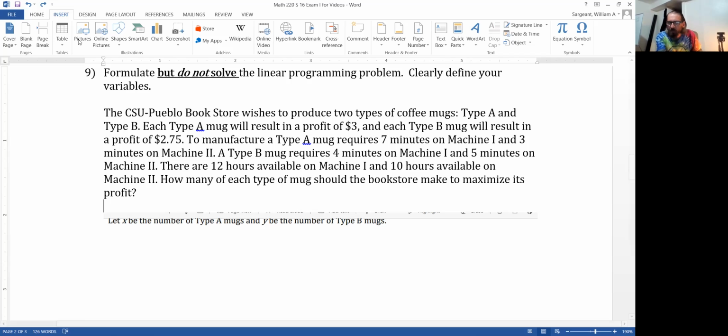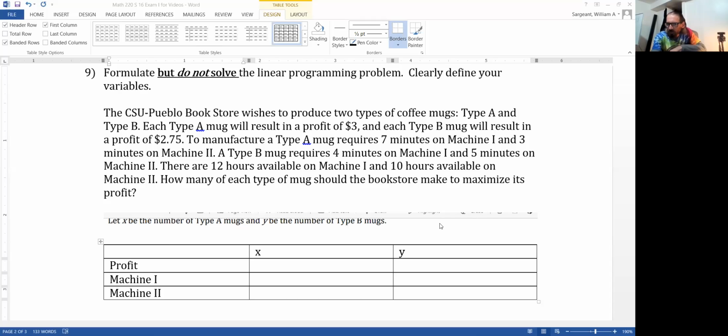So let's see here. What would the table look like? Once I've made the decision of what the variables are and what I'm naming them, then I could set those up in columns and go across rows then to talk about the objective function that I'm going to maximize. We're getting a profit of $3 from mug type A and a profit of $2.75 from mug type B.